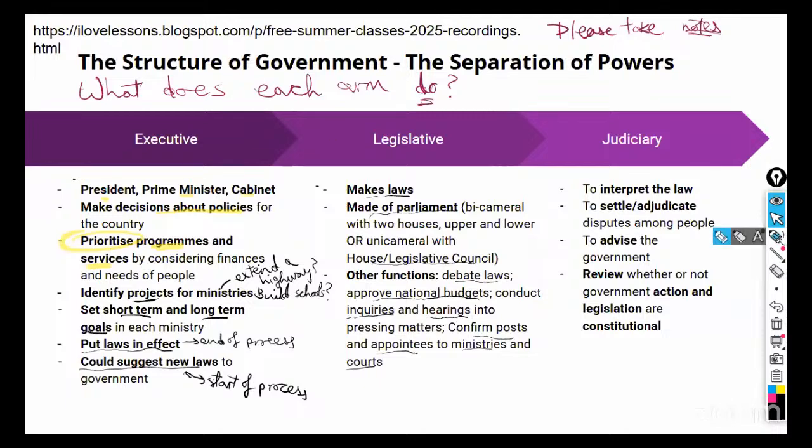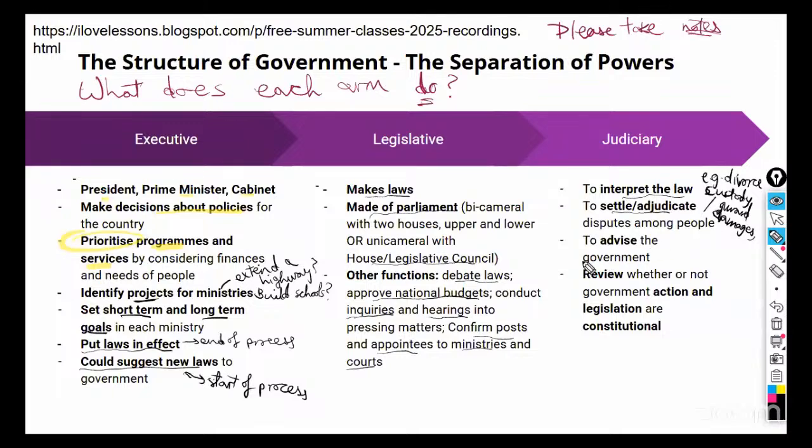All right, judiciary: interpret the law, settle or adjudicate disputes among people. So for instance, examples could be divorce, custody, awarding damages, settling a lawsuit, right? Putting away a criminal, etc.